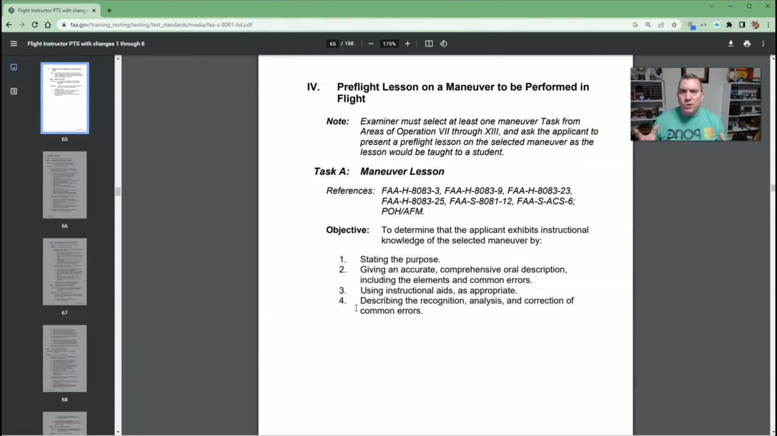How many of you have heard of something called an objective statement? Objective statement, I'm pretty sure if you're writing a lesson plan, you've heard of an objective statement, but every single time you start talking about a maneuver, you have to start off with the objective statement, and that's the reason why the pilot's got to learn it.